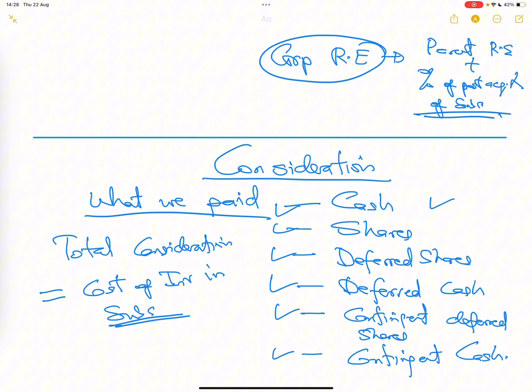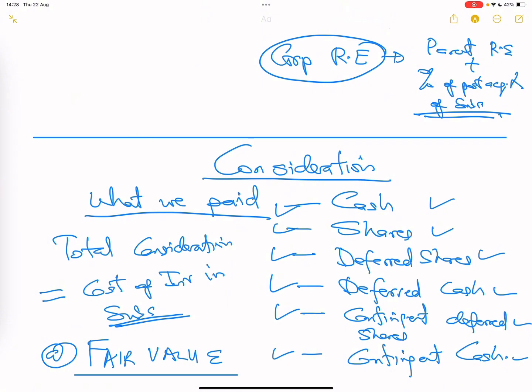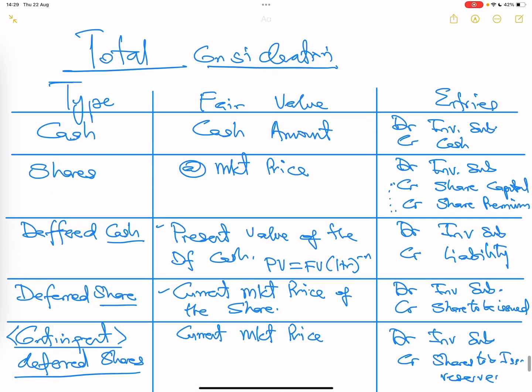And depending on the form of payment, the measurement will also be different. But the rule is that you must always measure at fair value. So no matter how the entity is trying to pay for its acquisition, on acquisition date, your consideration must be measured at fair value. And I've summarized this in a table for you, which will make life easy. These are the types of consideration you can have: either cash, shares, deferred cash, deferred shares, contingent deferred shares. These are different forms, and these are the ways you calculate the fair value.